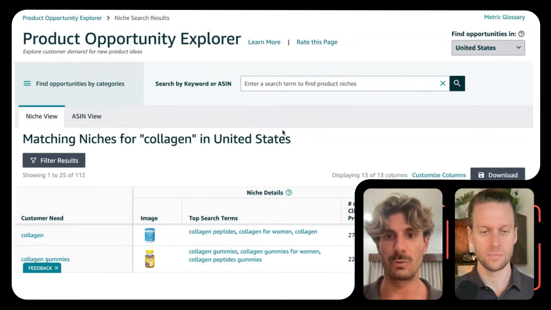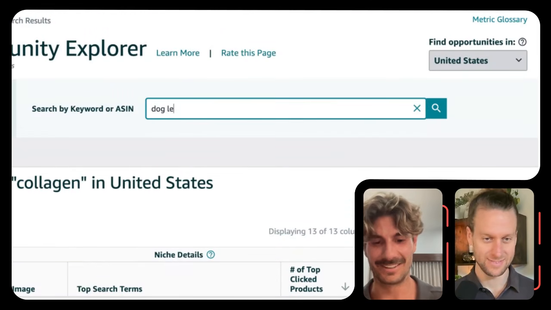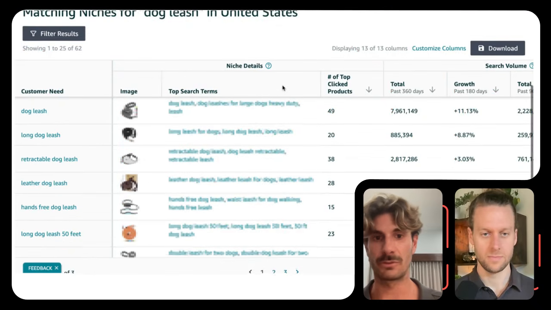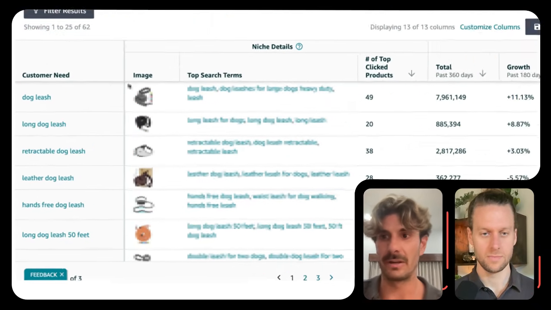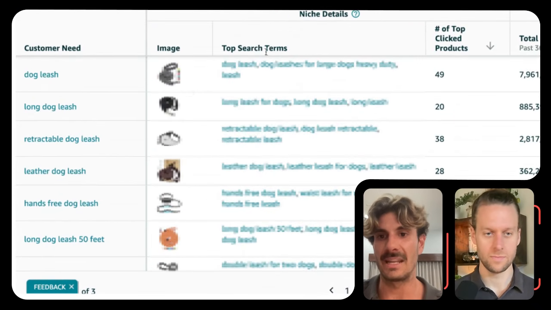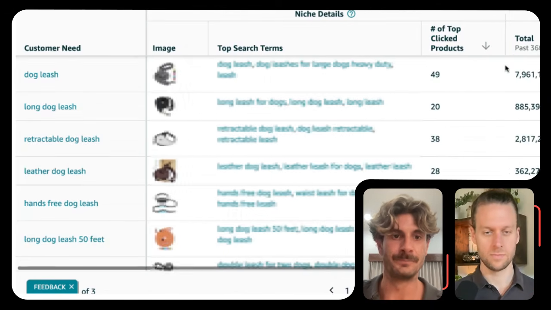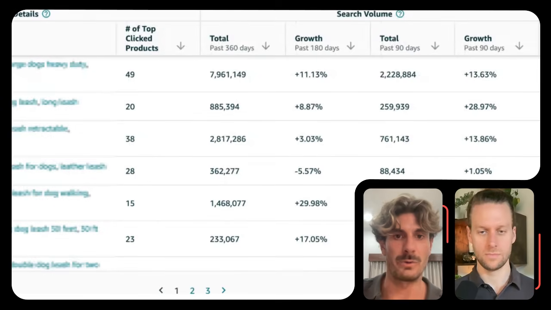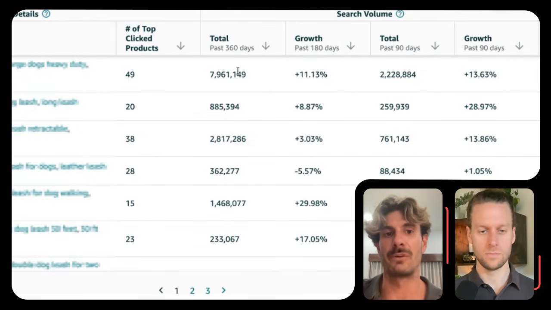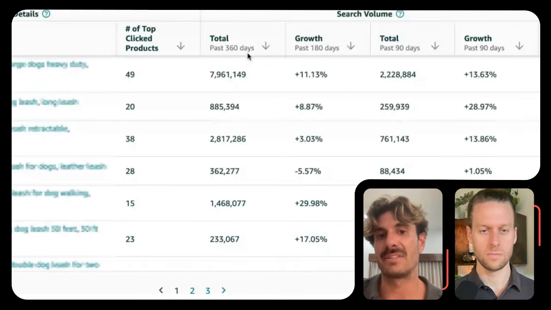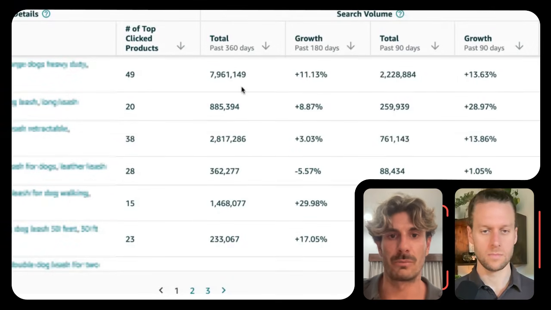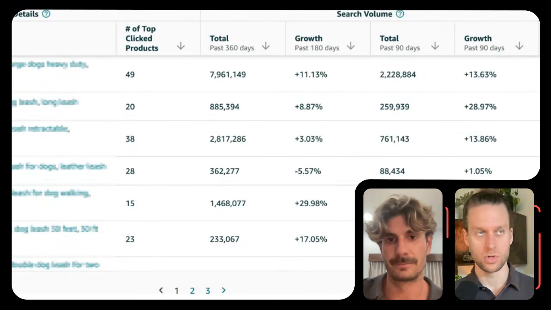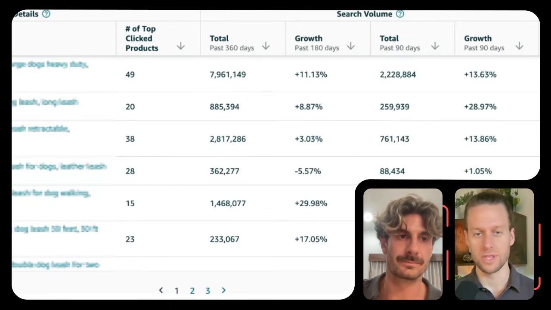The first thing we have to do usually is to enter a keyword, dog leash. And first of all, you'll see the table here, described as customer need, and then you have the top search terms there. If we scroll to the right, we have quite a few columns. It's a little bit hard to work with, in my opinion, because you get, for example, a 360-day total search volume. Even though these numbers are more trustworthy than a tracking tool, I would trust Amazon's more than those.